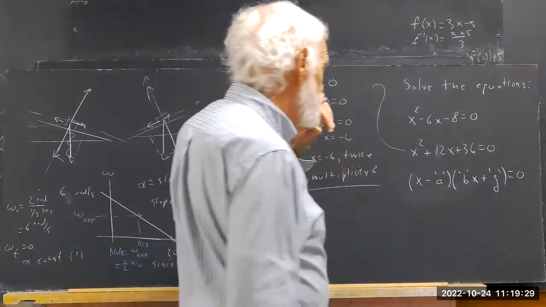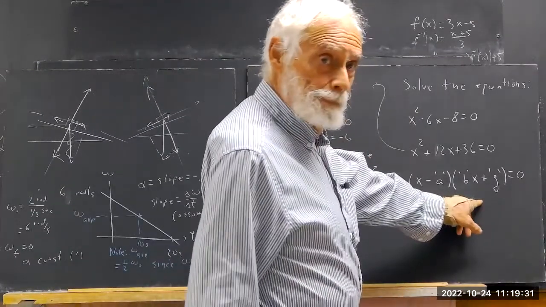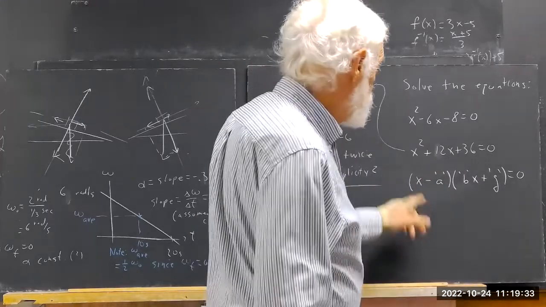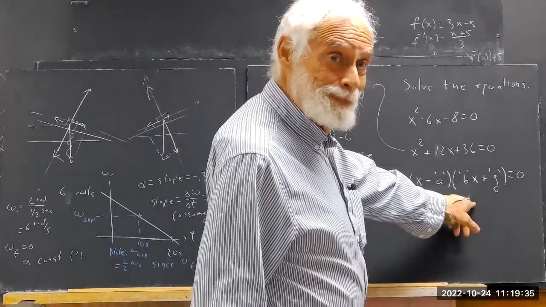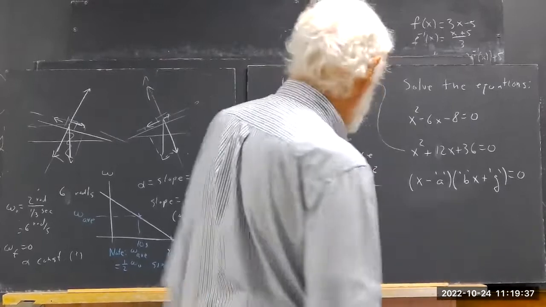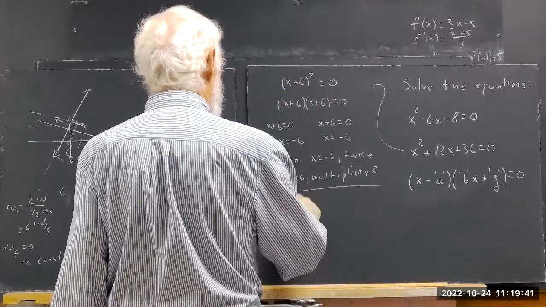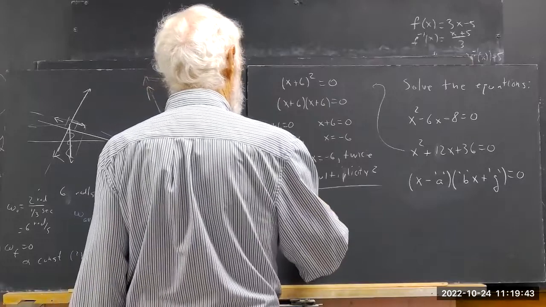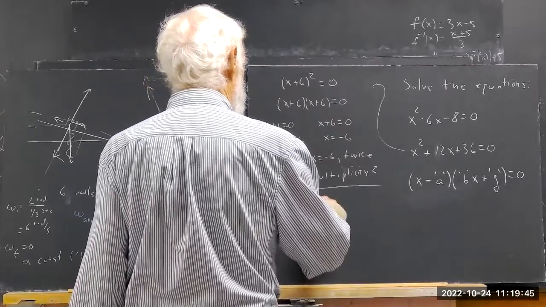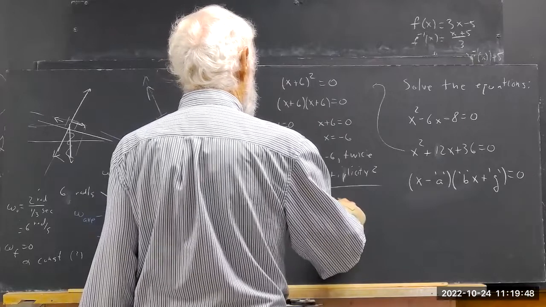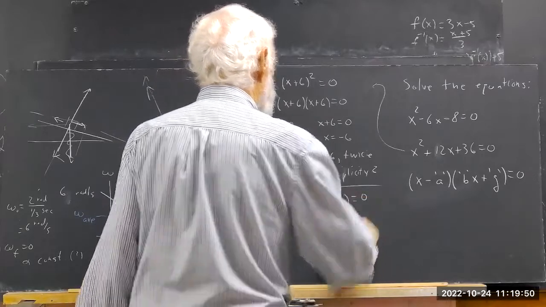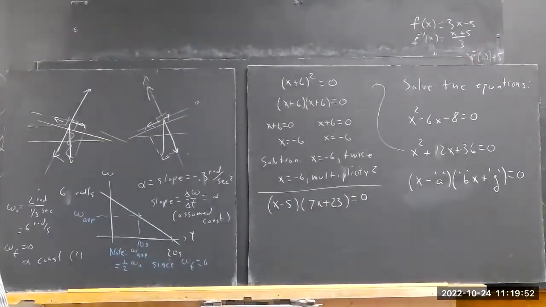So let's look at this one. This is actually the easiest one of all. I've already factored it for you. Okay, we got x minus 5 times 7x plus 23 equals 0. Now let's talk about it for a second.